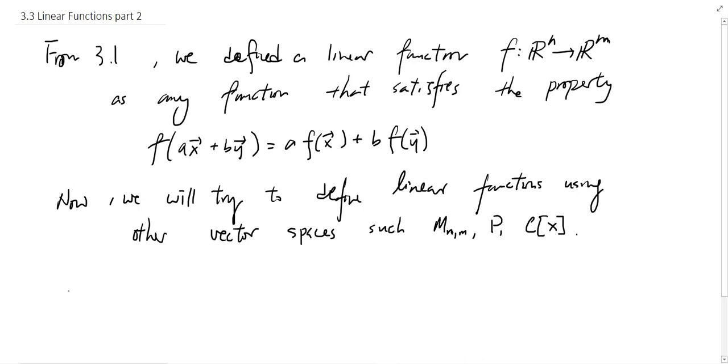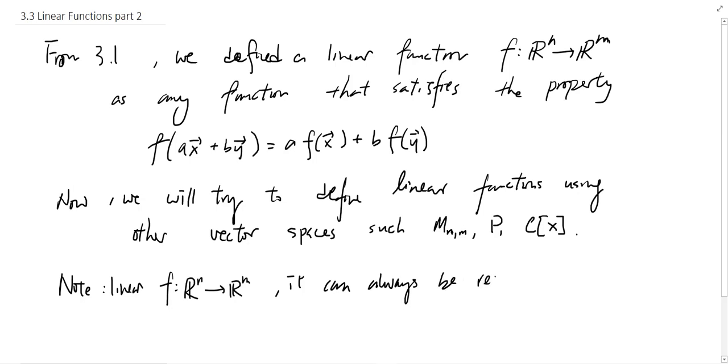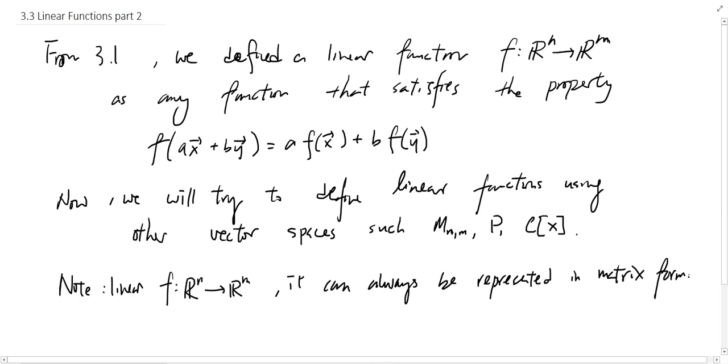Now, however, one thing I do want to point out is the following note. A linear function f that maps from Rn to Rm can always be represented in matrix form. So that can always be done if we go from Rn to Rm. As a matter of fact, if your function goes from Rn to Rm, then it will be represented by an m by n matrix.